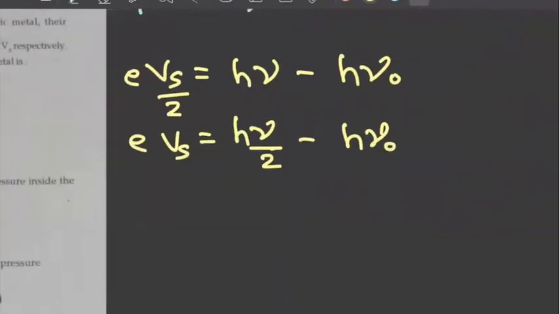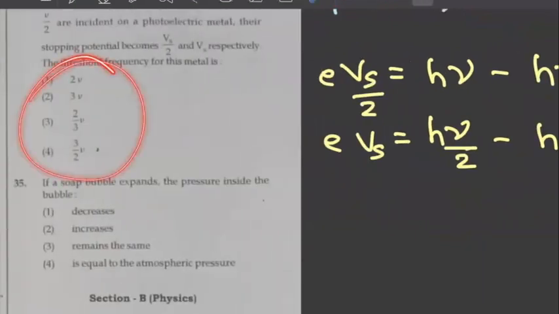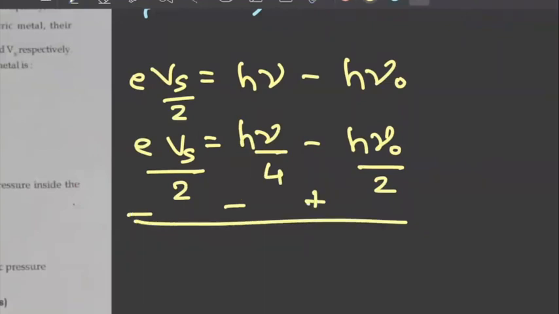Okay, so what is the threshold? What can we do here? We want to eliminate Vs because the answer is in terms of nu. So if I want to eliminate Vs, what I can do is divide this equation by 2. So I will get h nu by 4 and this by 2. If I subtract now, I'll get this as 0. I'll get h nu minus h nu by 4. So 1 minus 1 by 4 is 3 by 4 h nu. And here I will get h nu naught.